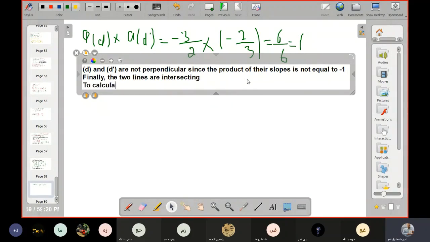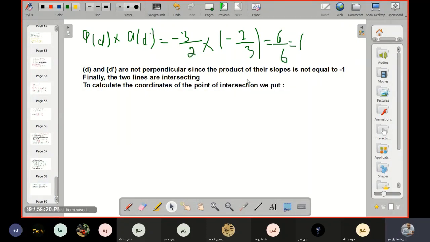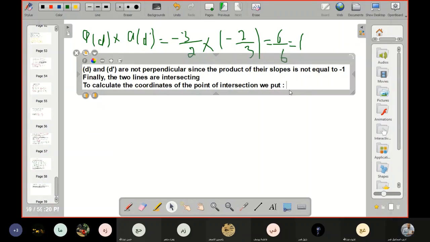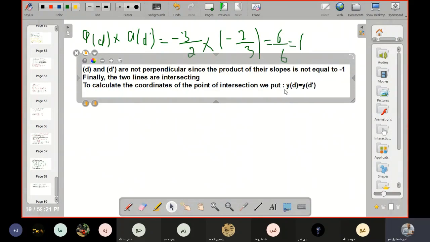To calculate the coordinates of the point of intersection, we put both equations' y equal. The y of the equation of d is equal to the y of the equation of d prime. Clear?